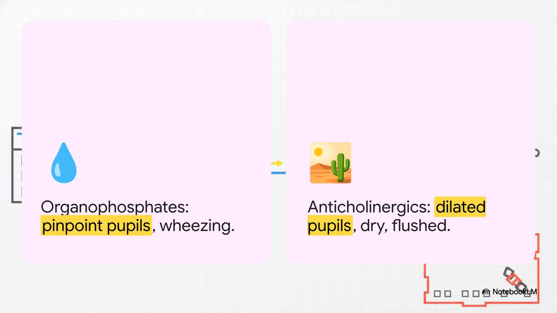On the flip side, anticholinergic agents competitively block those muscarinic receptors entirely. That leaves your patient, as the old saying goes, blind as a bat, mad as a hatter, red as a beet, hot as a hare, and dry as a bone. Understanding this exact receptor-level pathophysiology is absolutely crucial to prevent a fatal error in your antidote selection.